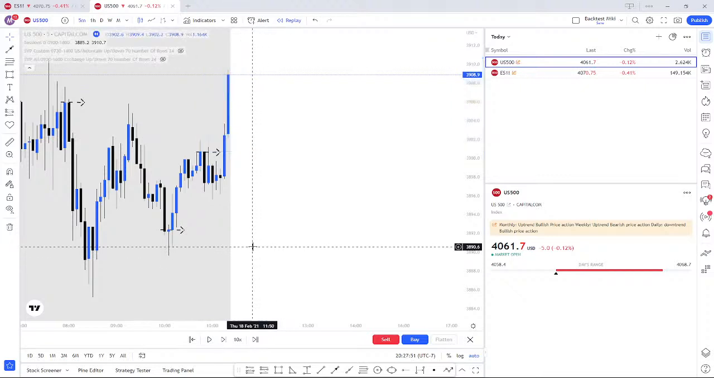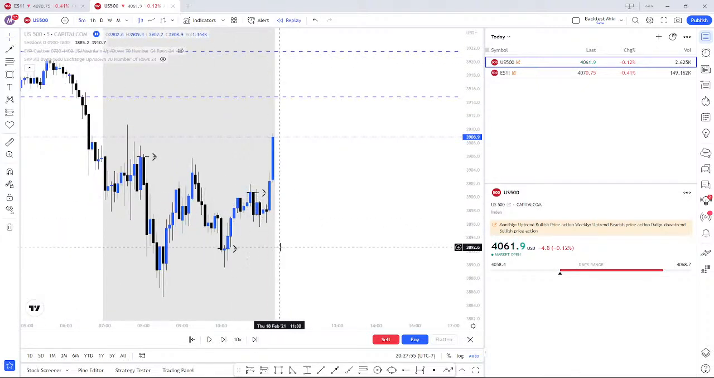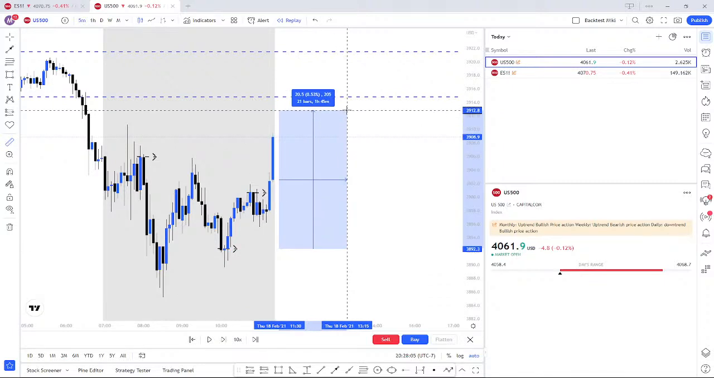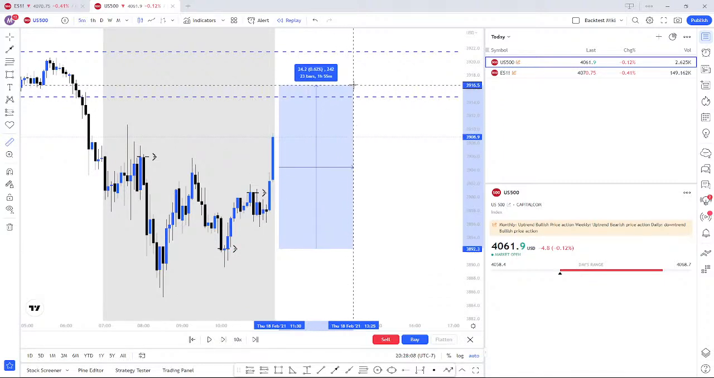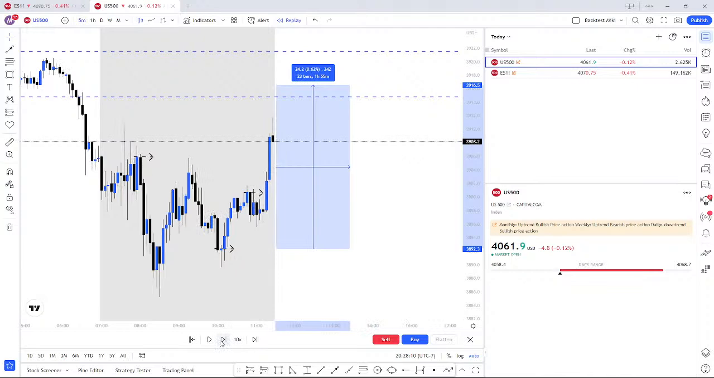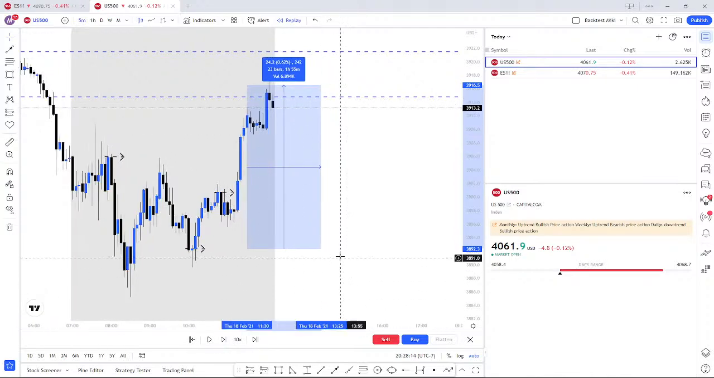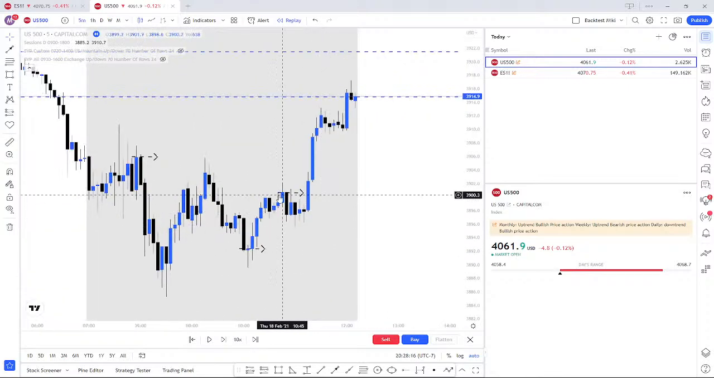Nicely done. So we're risking 10, right? We're using this low, so below that low, so 12, looking for 24. So up above this. There you go. This was a fair hedge, to be honest.